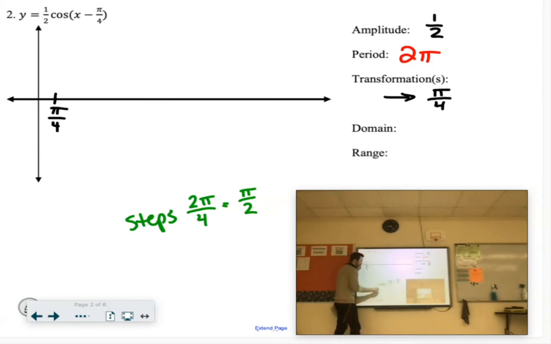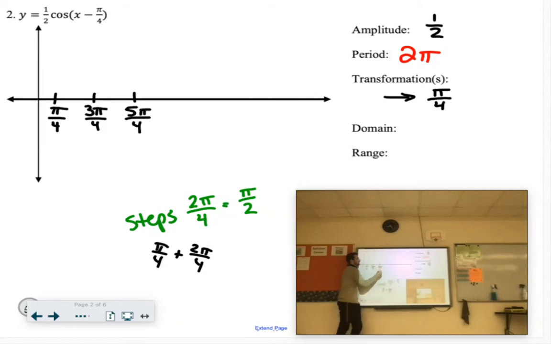Now, if we're adding pi over 4 plus pi over 2, we need to get the same denominator. So this would be plus 2 pi over 4. So if we add 2 pi over 4, 1 pi over 4 plus 2 pi over 4 would be 3 pi over 4, plus 2 more pi over 4 would be 5 pi over 4. Then we'd have 7 pi over 4. Keep it going, 9 pi over 4.